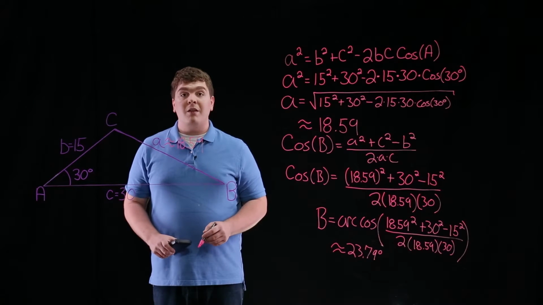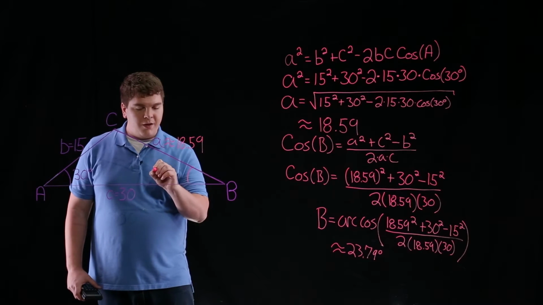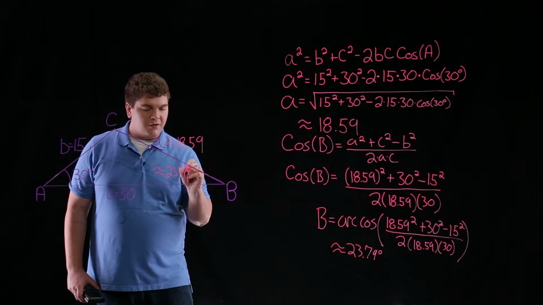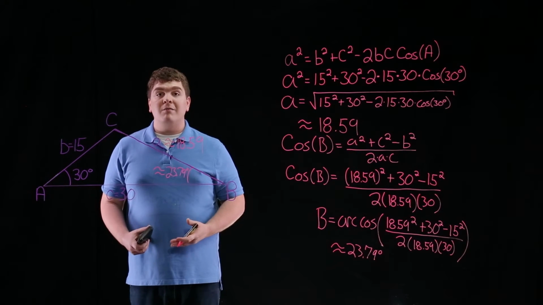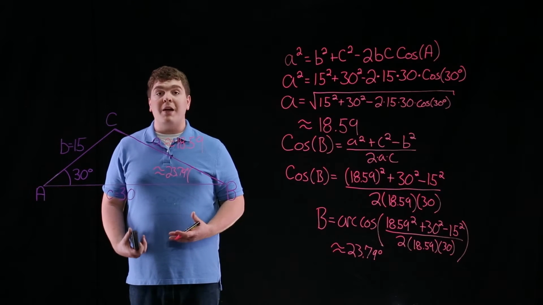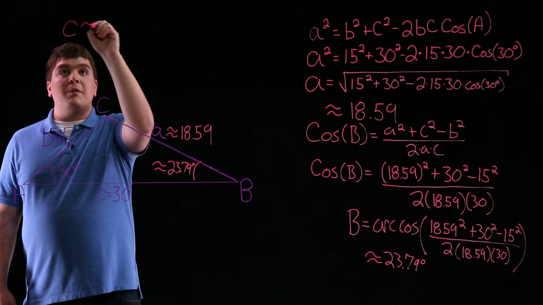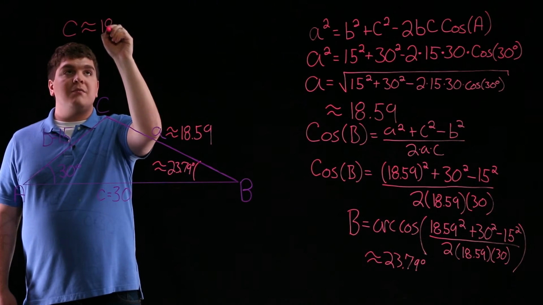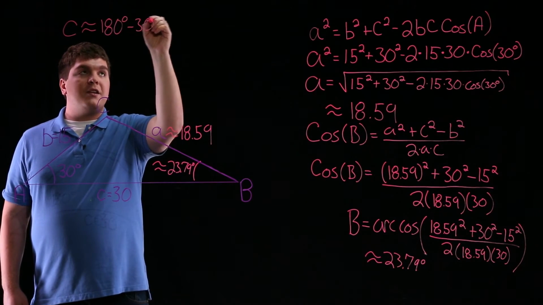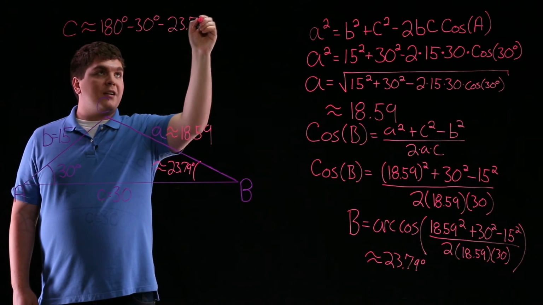So labeling it on our triangle, we have our angle B is approximately 23.79 degrees. And finally, to find the angle C, we do not need to use the law of cosines, as we already have two angles of our triangle. So angle C will be approximately 180 degrees minus 30 degrees minus 23.79 degrees.